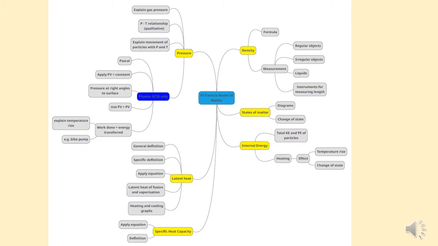So this is the fourth of four videos about P3 Particle Model of Matter from the AQA Physics syllabus. I use this mind map to centre our ideas, so you'll see a portion of that on the different slides.